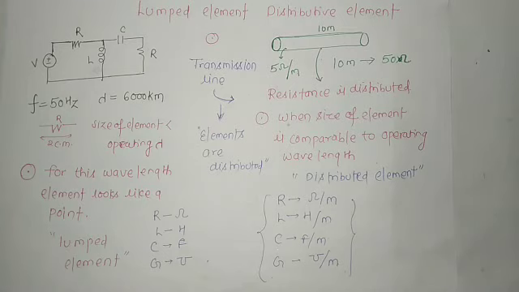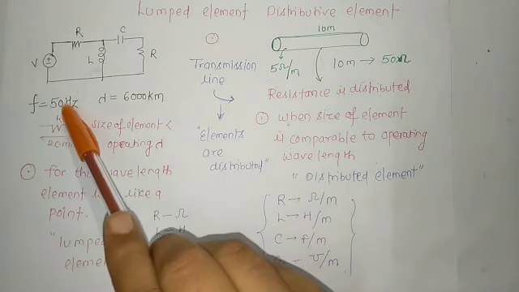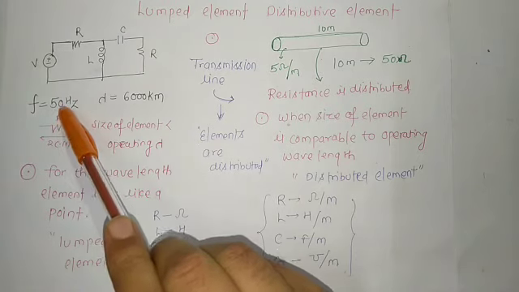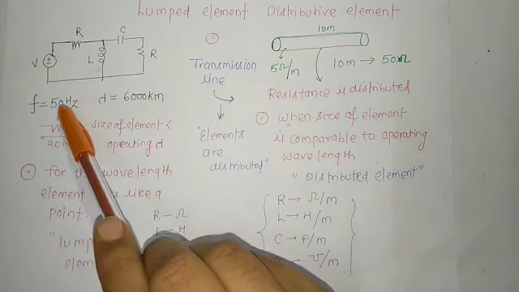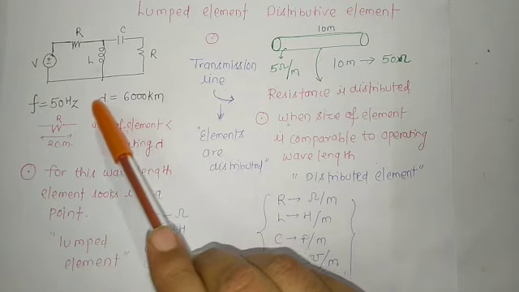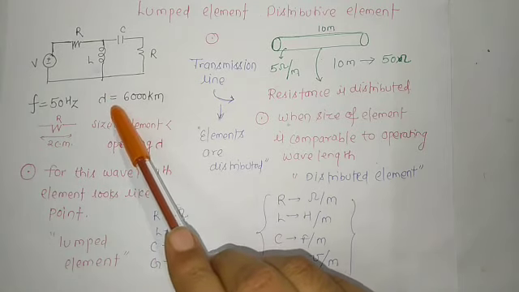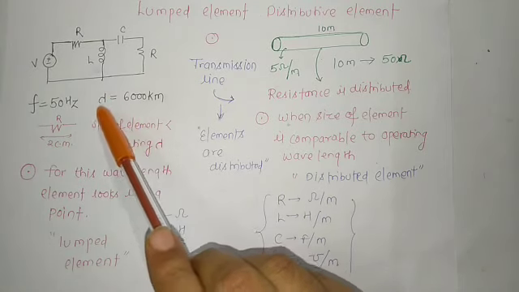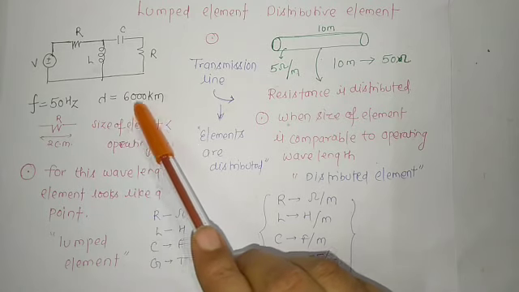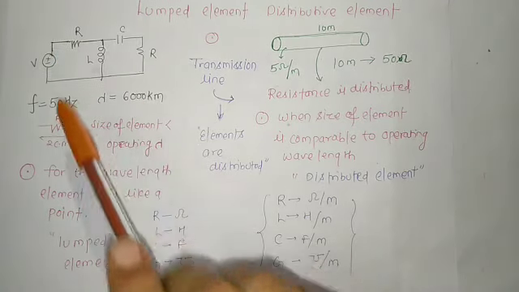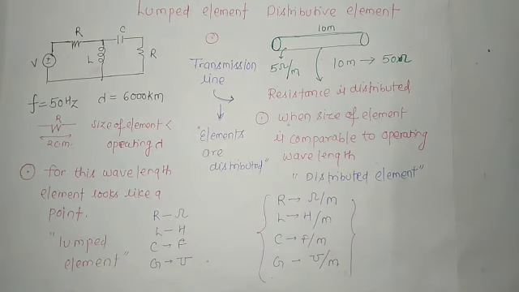So in this lecture we will study what is lumped element and distributed element. Let's take the example of this circuit. For this circuit we have applied a frequency of 50 Hz. For this frequency, can we calculate the operating wavelength with the help of the equation c = f λ? From that equation we can calculate the value of lambda. What is the size of the resistance? The size of the resistance is about 2 cm. The size of the inductor is also 2 or 3 cm.